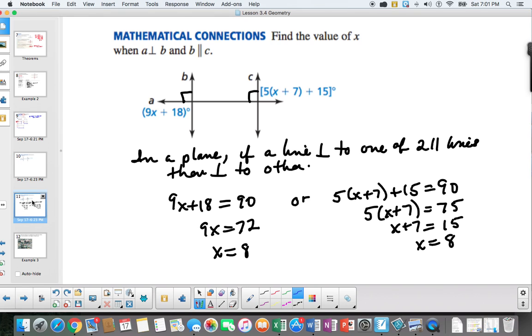Okay, here it is. I noticed that I had parallel lines, and I noticed that line A was perpendicular to one, so I knew it would have to be perpendicular to the other. So if a line is perpendicular to one of two parallel lines, it is perpendicular to the other. So that means I know all of these angles are 90 degrees. So I set this one equal to 90, and I got x equal to 8. And really, I'm done. But if you had chosen this other angle and set it equal to 90, you would have got 8 as well.